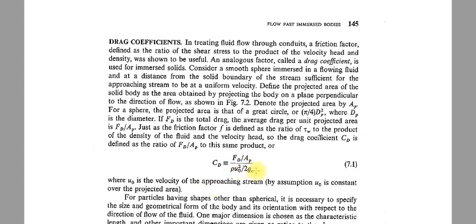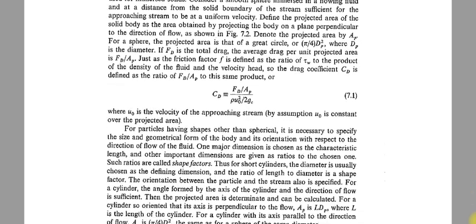This gc will come when you are using the British units. When you are using the SI unit, this gc will not come. Here u naught is the velocity of the approaching stream, or the velocity of the fluid which is flowing in the direction of the particle. This is the average velocity, rho is the density of fluid, FD is the drag force, and AP is the projected area. So how do you define the projected area?